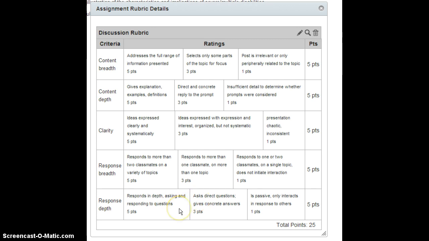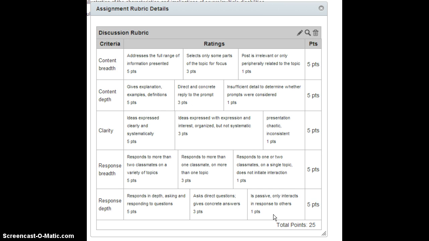In addition to responding to classmates and topics, you also have to respond in depth. So 5 points would mean that you ask questions of your classmates, that you respond to their questions, and that there's detail in what you ask, and detail in how you respond. For you to get a 3, you would have to ask direct questions and give concrete answers. And to get a 1 is you're passive. You only interact in response to others, and then it's not in much detail.